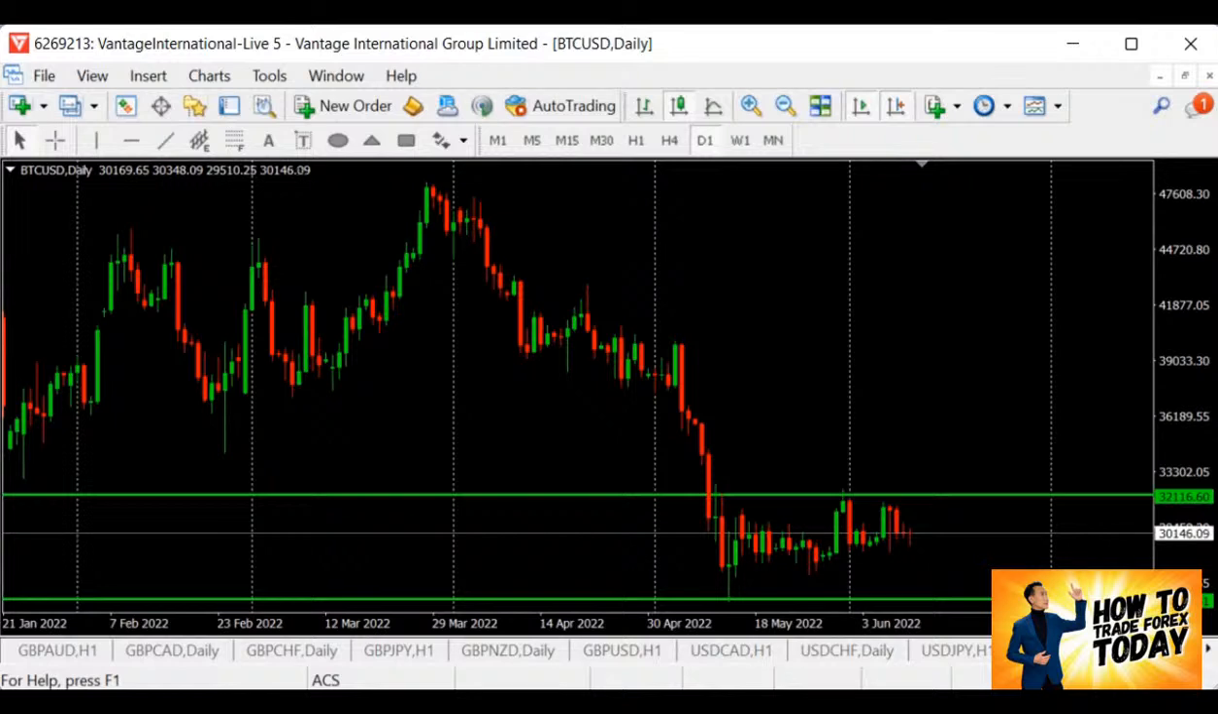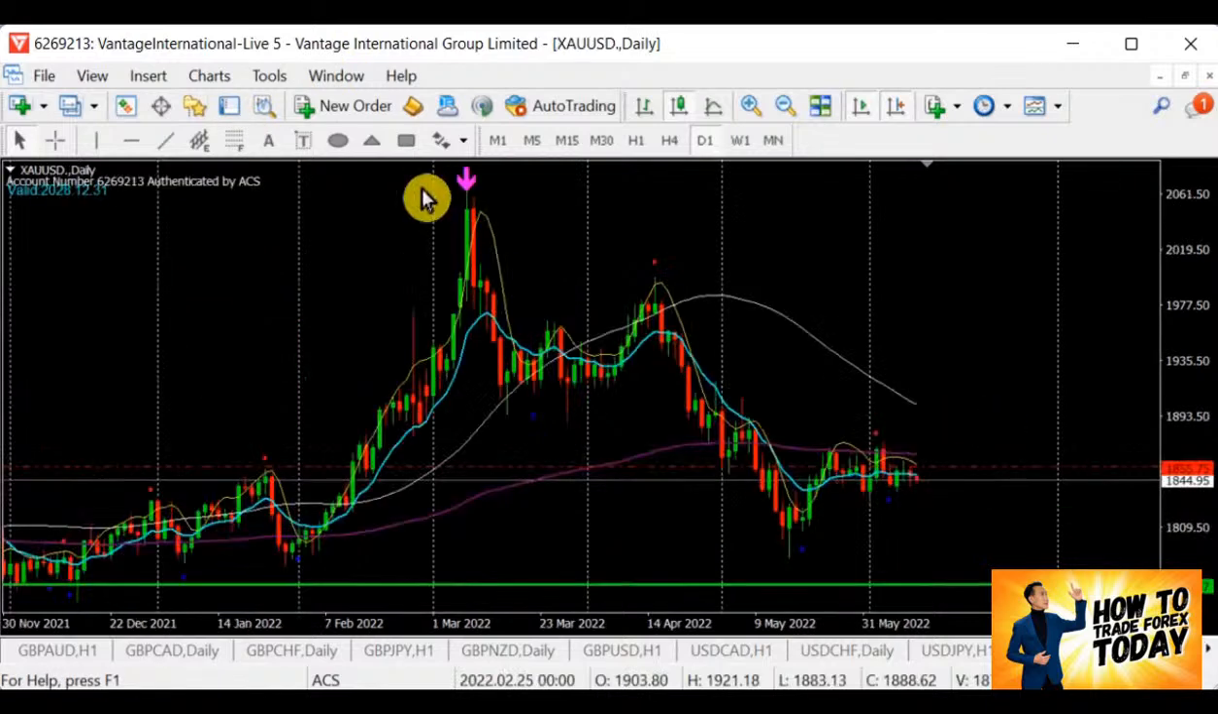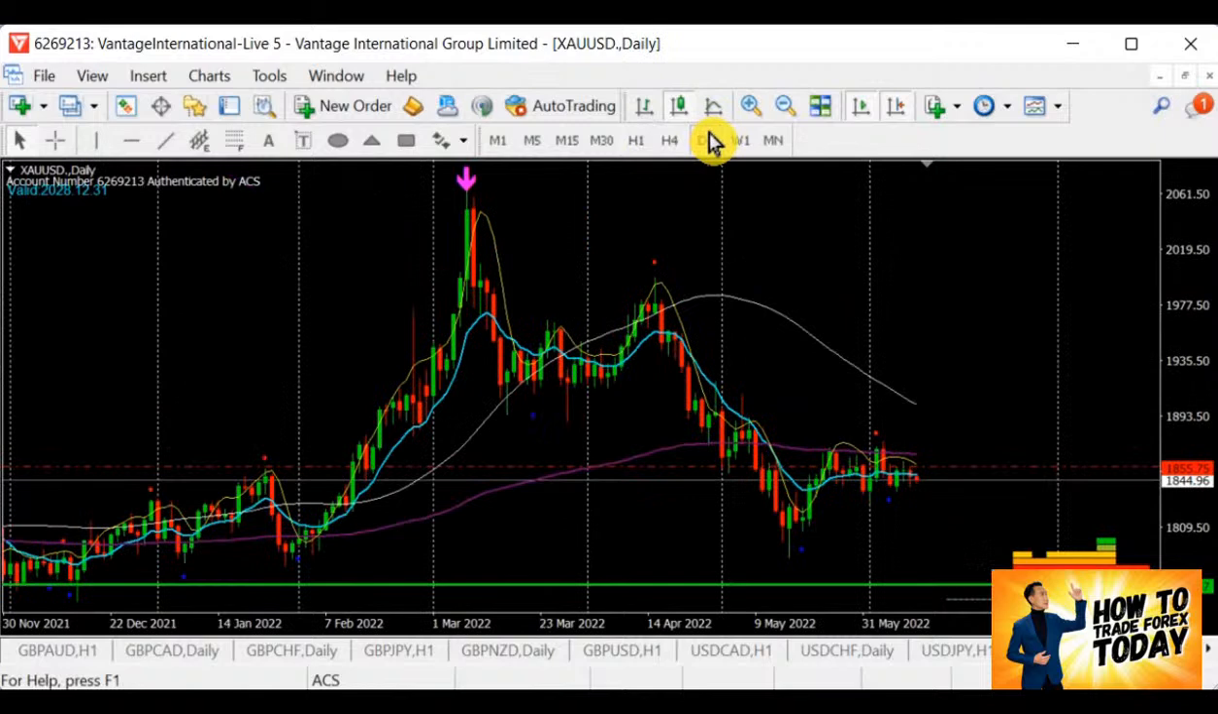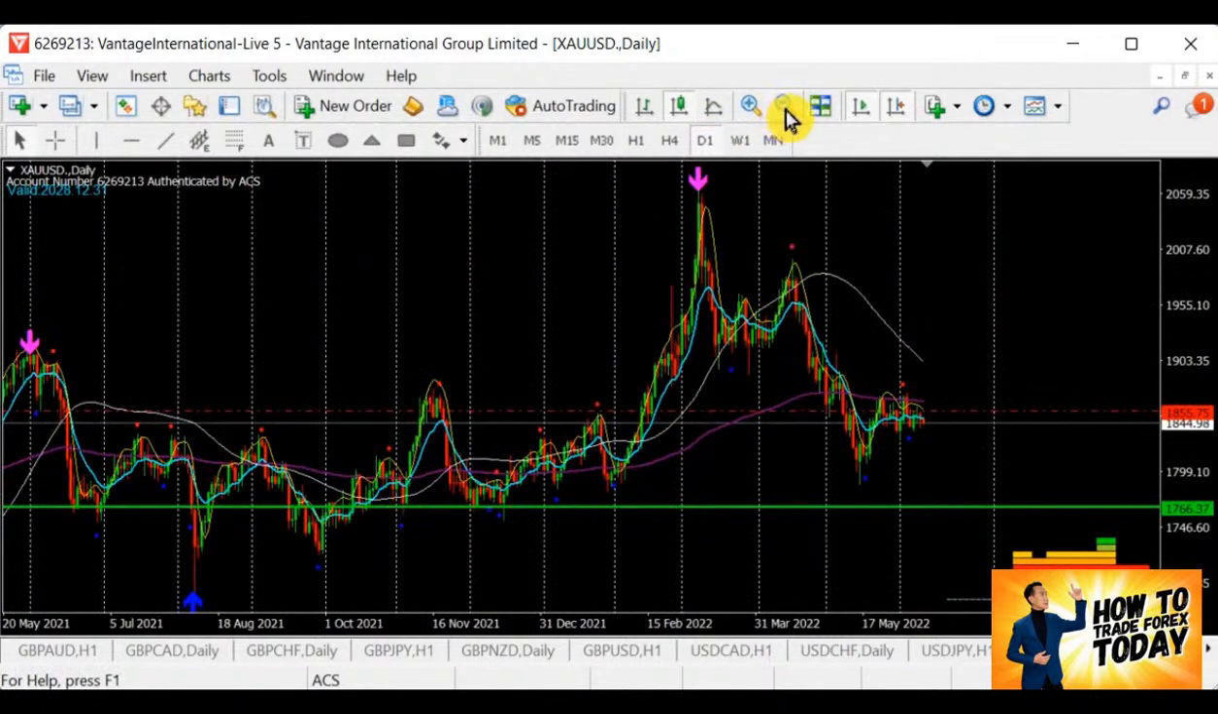Okay, Alan can talk about gold. Gold trading over here. All right, let's take a look at this gold price here. Tentatively, we are actually looking out for a trend first.